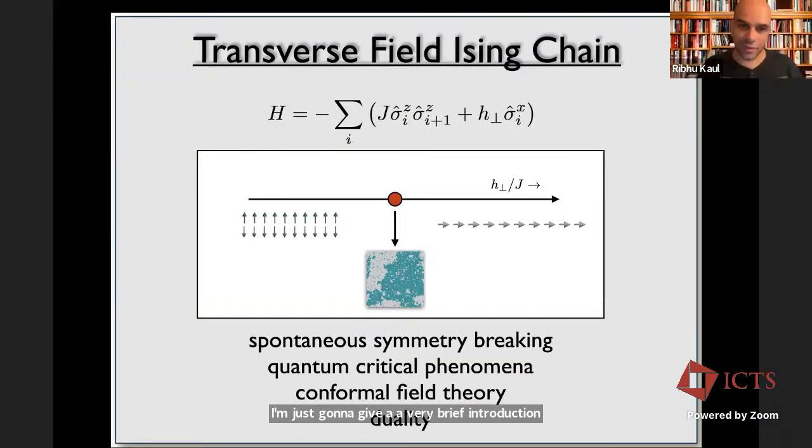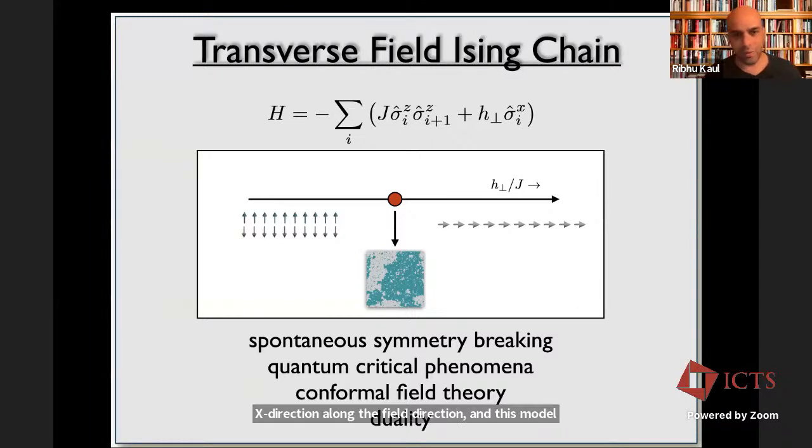So, the transverse field Ising chain is such a beautiful, simple model. It's just a model of one-dimensional quantum mechanics. And you all know the phase diagram. It has an external field and has exchange coupling. When the field is very small, the magnet polarizes in an easy axis manner, either in the plus or minus z direction. And when the field is very large, it polarizes along the x direction, along the field direction.